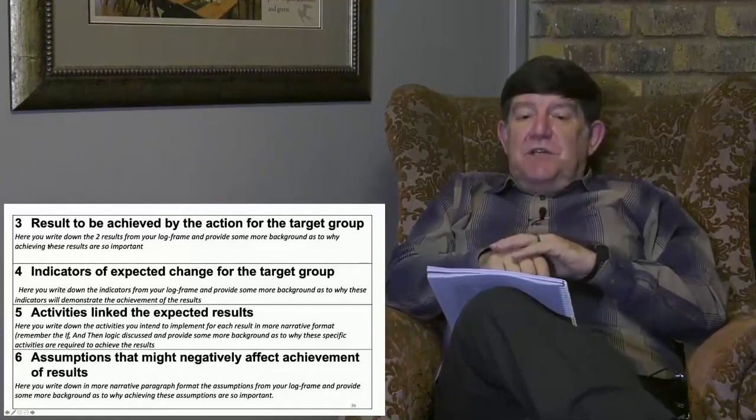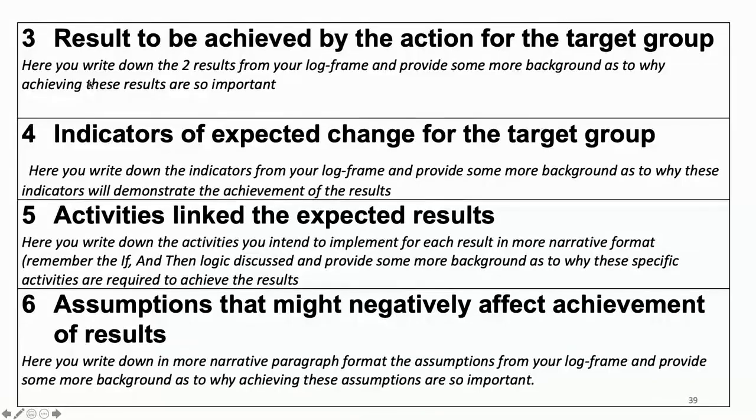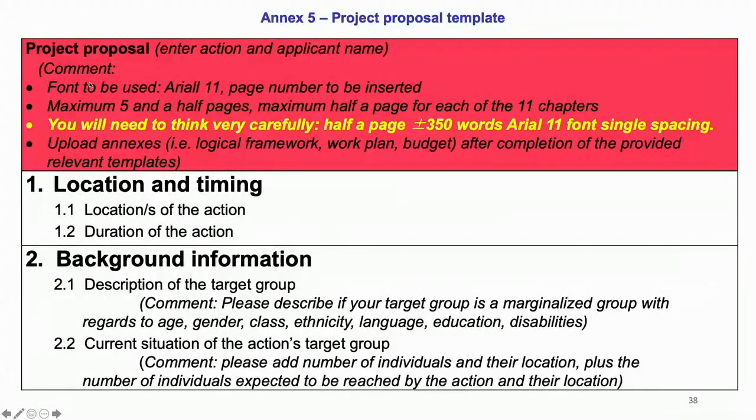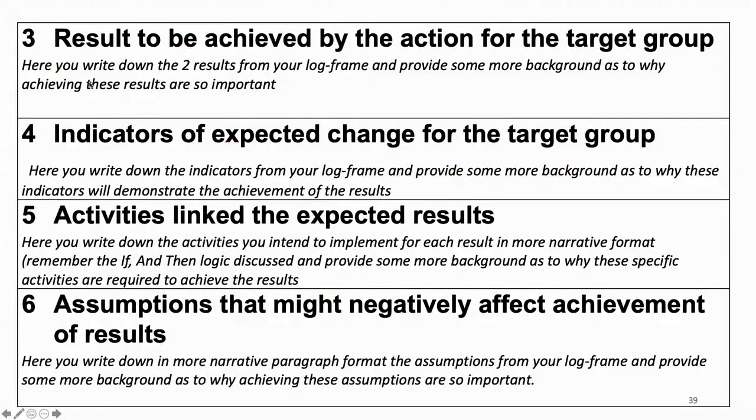Heading 3, results to be achieved by the action for the target group. Here you write down the 2 results that you formulated in your log frame and provide some more background as to why achieving these results is so important. These results are generally short statements, but here you have half a page. We prefer that you stick to 2 results, and you now have the opportunity to write down these results, copy them from your log frame, and explain a little bit more why this specific result is so important to achieve what you've just written in paragraph 2, the improvement of the current situation of the beneficiaries.